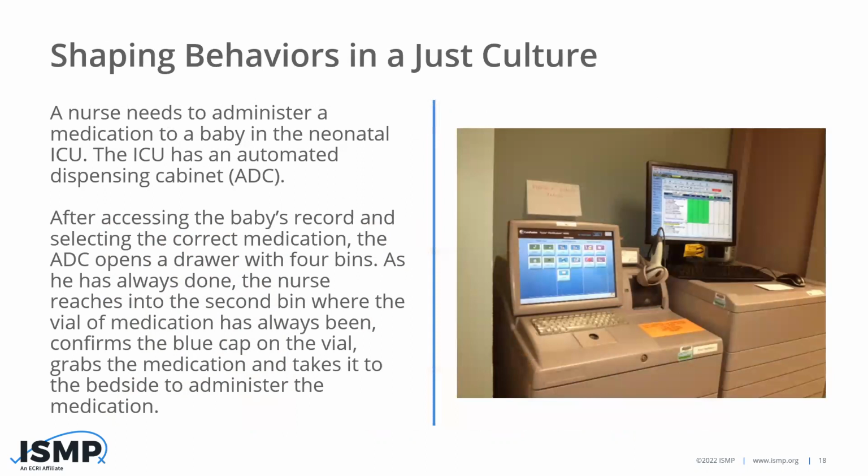So here's one example. A nurse needs to give a drug to a baby in a neonatal ICU, or NICU. This ICU has an automated dispensing cabinet, you see in the picture to the right. After accessing the baby's record and selecting the correct medication, the ADC opens the drawer with 4 bins. As this nurse always has done, the nurse reaches into the second bin where the vial medication has always been, sees the blue cap on the vial, grabs it, and takes it to the bedside and gives the medication. Yet that was the wrong medication.